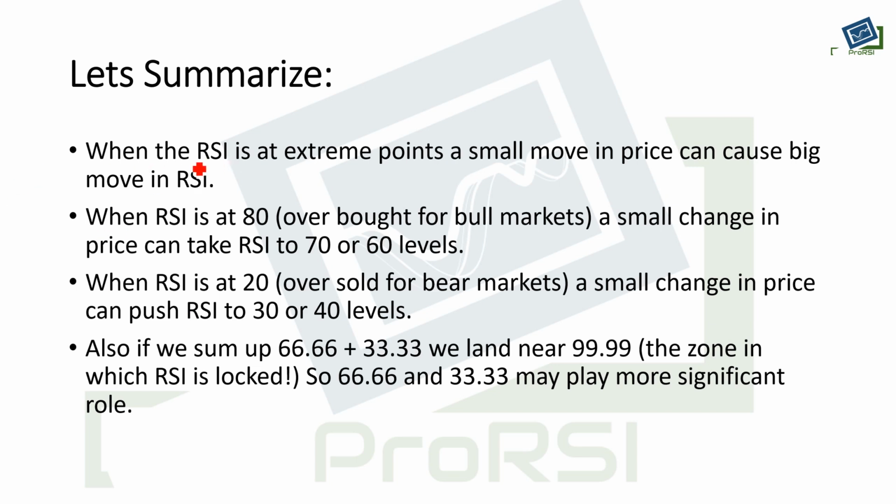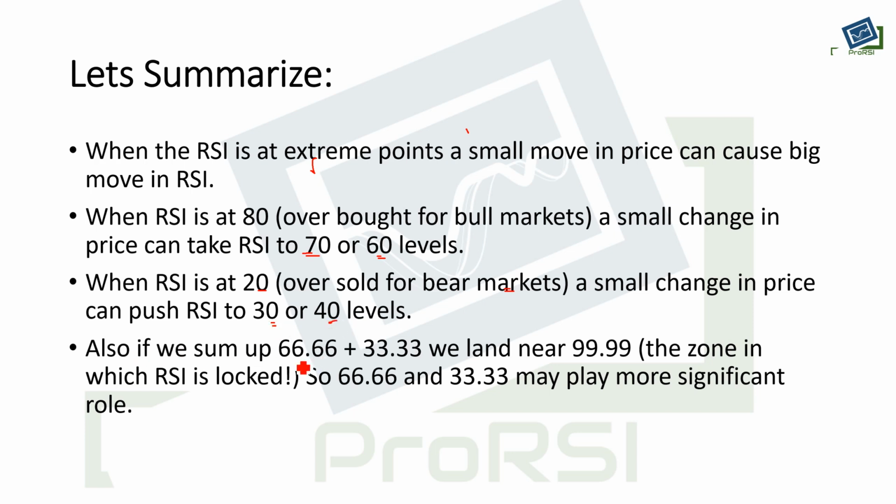So to summarize, when the RSI is at extreme points, a small move in price can cause a big move in RSI. When the RSI is at 80, overbought for bull markets, a small change can take it to the 70 or 60 levels. When the RSI is at 20, oversold for bear markets, a small change in price can push RSI to 30 or 40 levels, where we'll get a reversal.